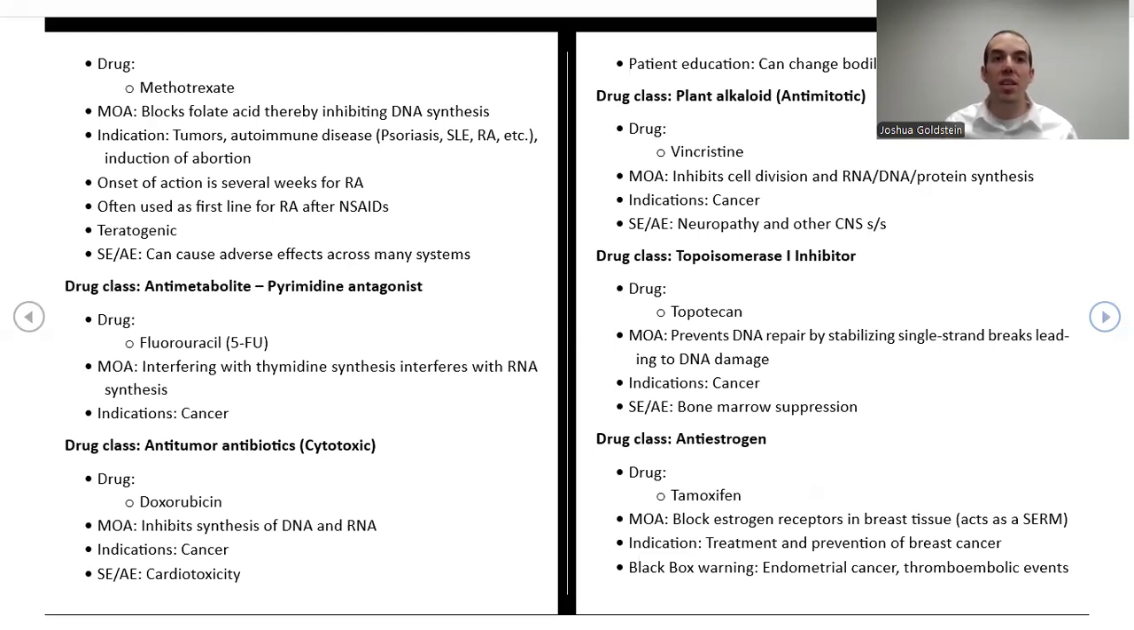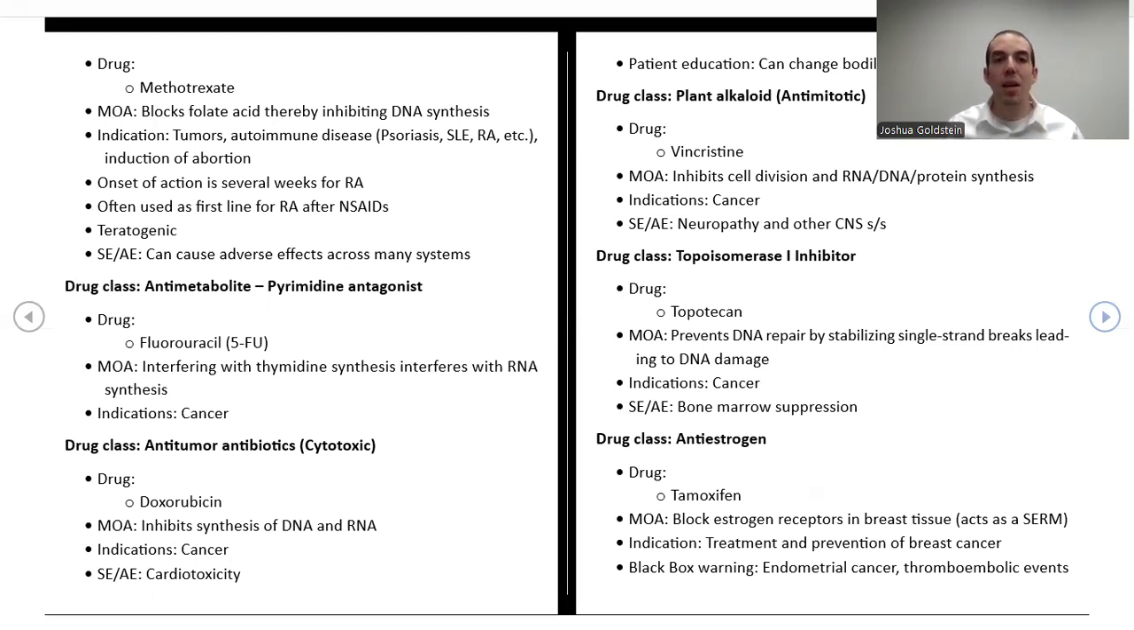What do we use this for? We just said we use it for tumors, we use it for autoimmune disease, and we use it as an abortion agent. I will clarify it's an uncommonly used abortion agent. We mostly use that for ectopic pregnancies in the hospital in the emergency setting. Next, the onset of action for this medication is several weeks for rheumatoid arthritis. For cancer, I'm not actually sure what the onset would be. Some of the stuff here is rheumatoid arthritis, and I'm not going to go into it again. This can cause a tremendous amount of adverse effects, just like all chemotherapeutics.